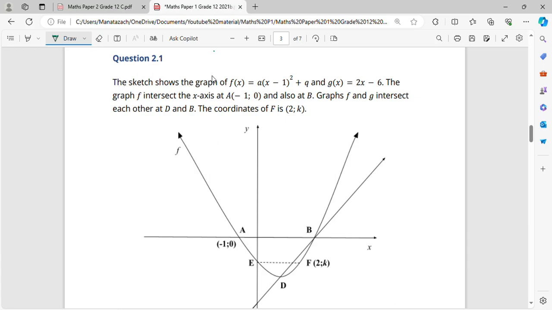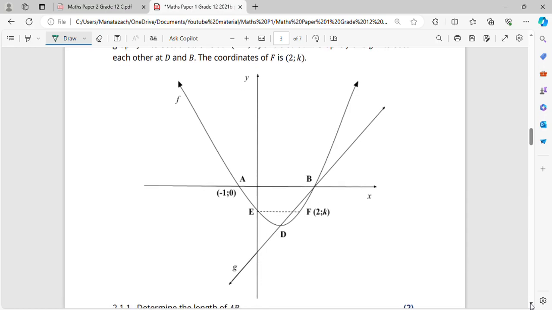The sketch shows the graph of f of x and g of x. The graph f intersects x at point A and also at B. F and g intersect each other at D and B. The coordinates of E are 0 and k, so everything is here on the diagram as in the description.